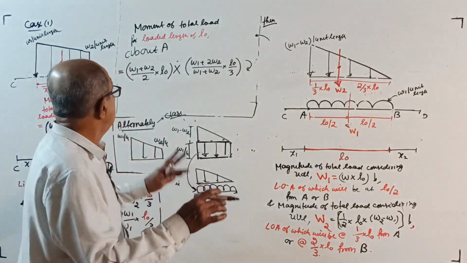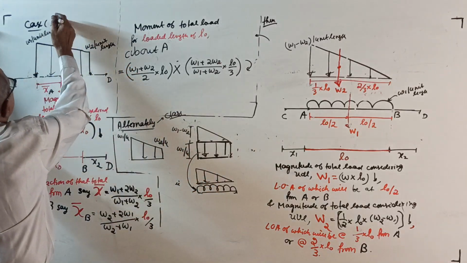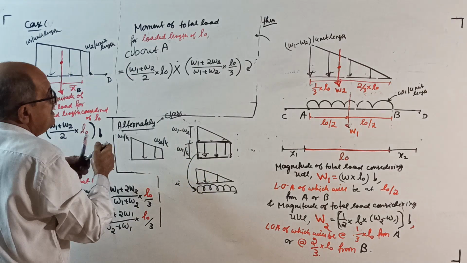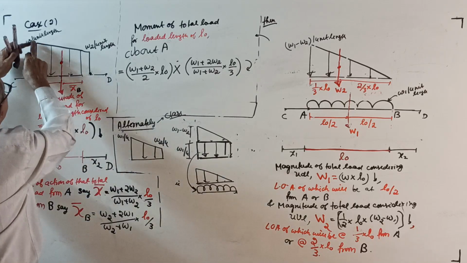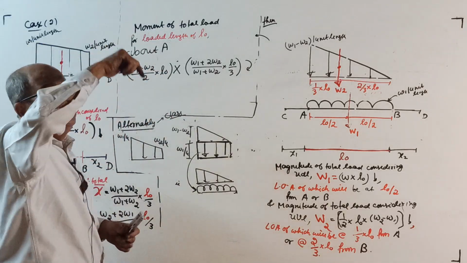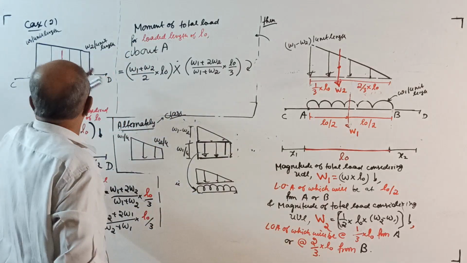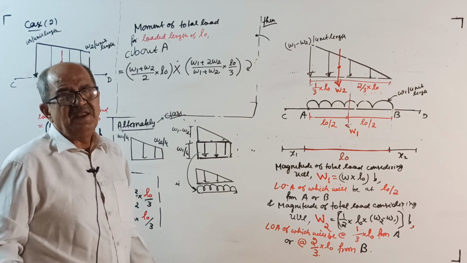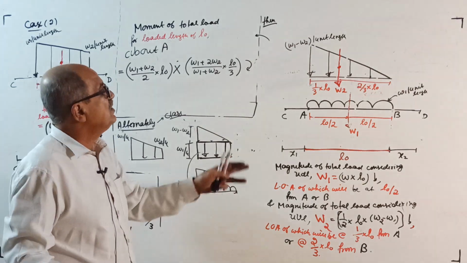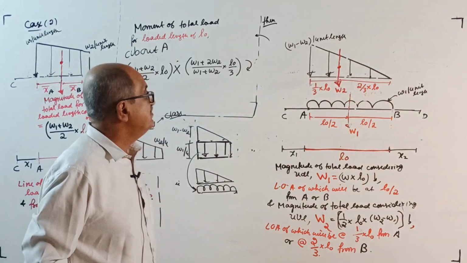Now, case 2 bookwork. Then I will go to numericals because it is easy for IIT later. Case 2: W1 to W2 linearly reducing, that is, W1 is maximum, W2 minimum. Actually, there are no two cases, just to understand, because the second time the triangle will come this way.